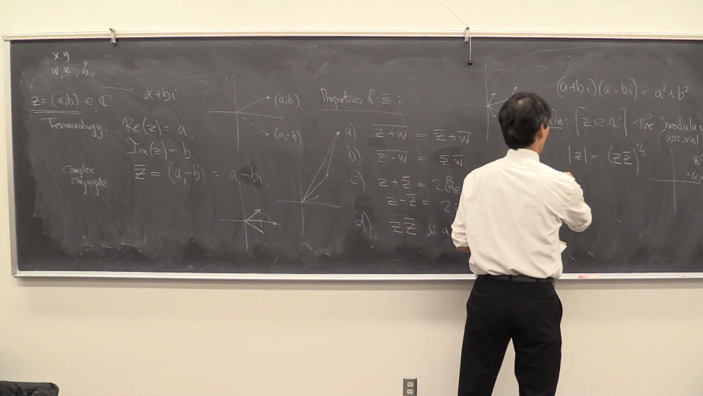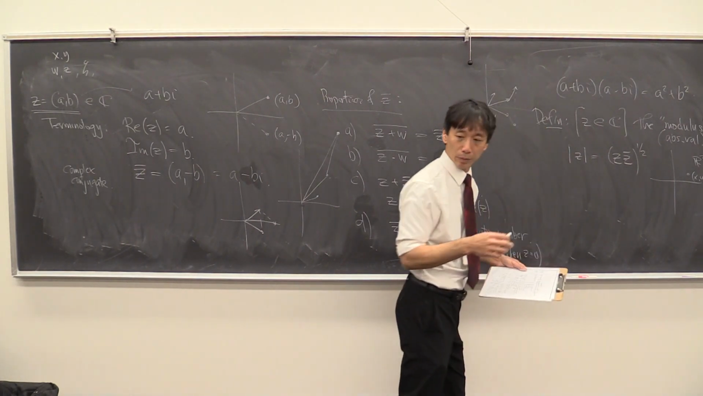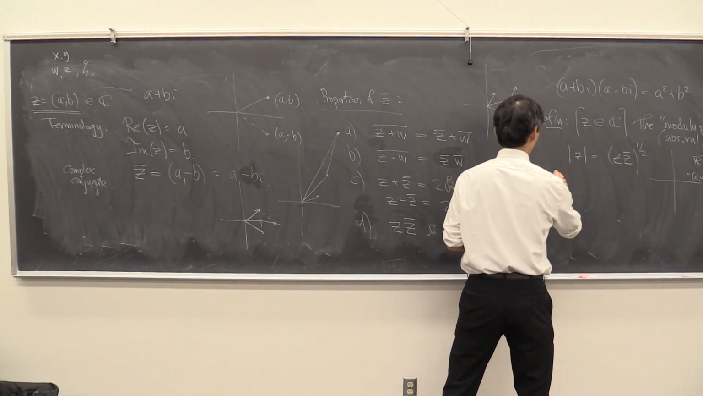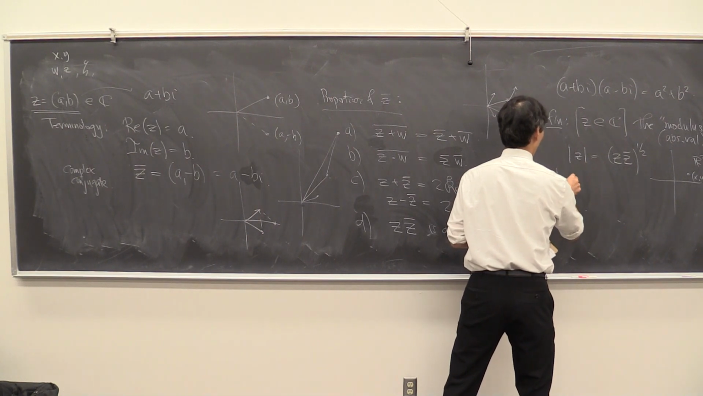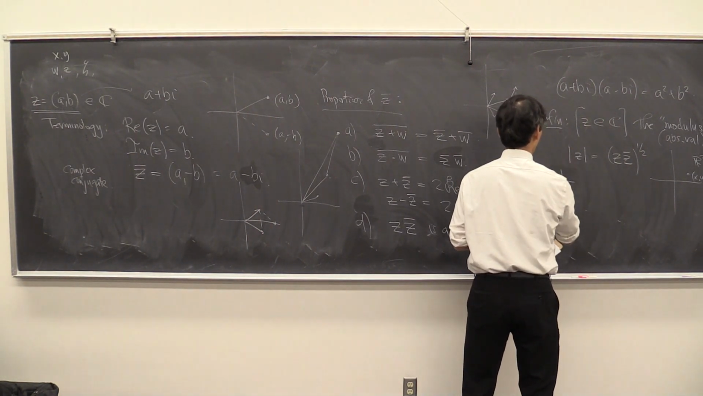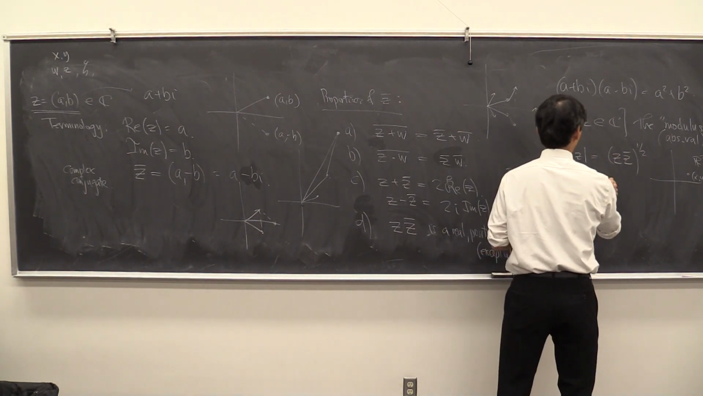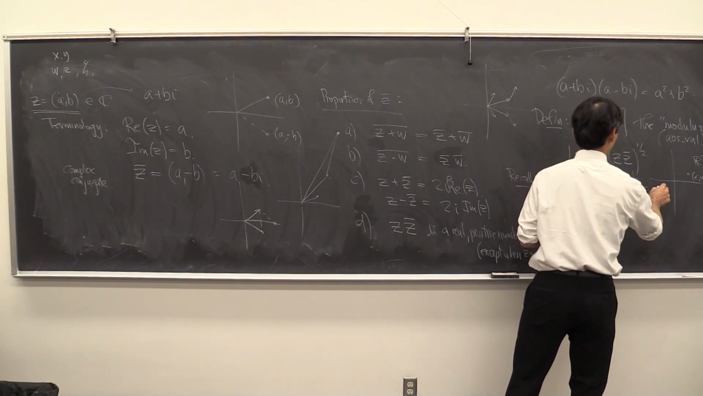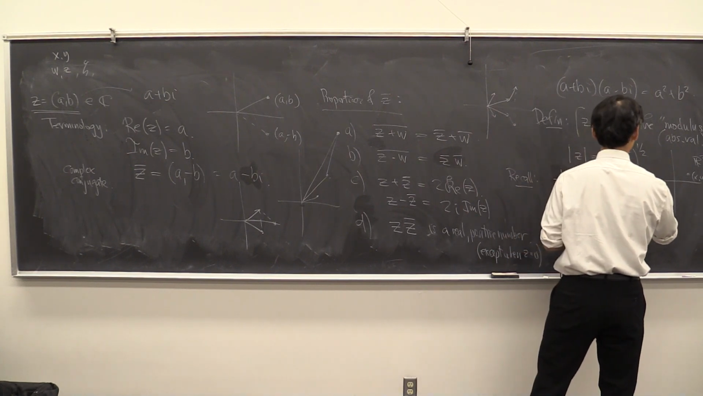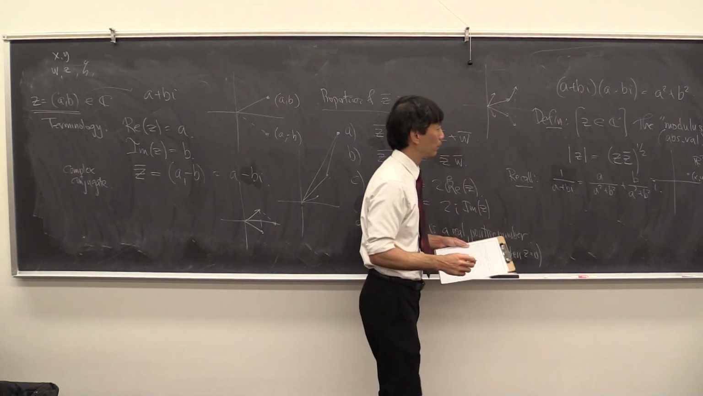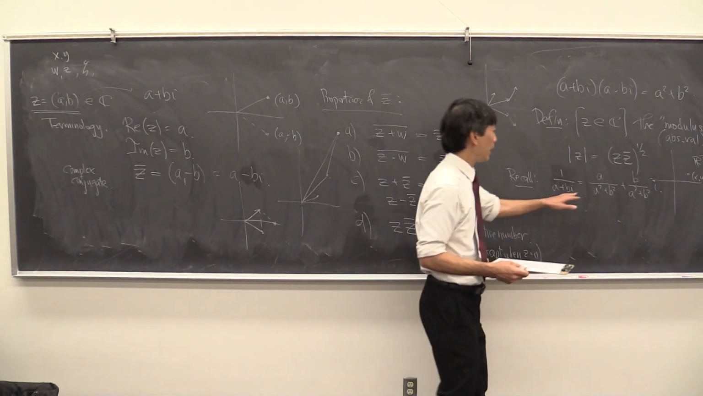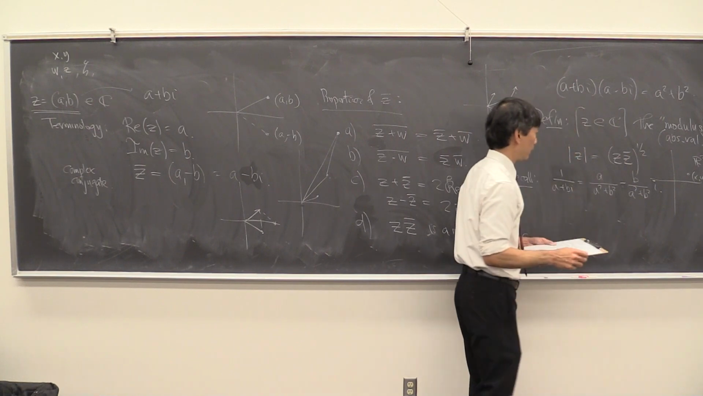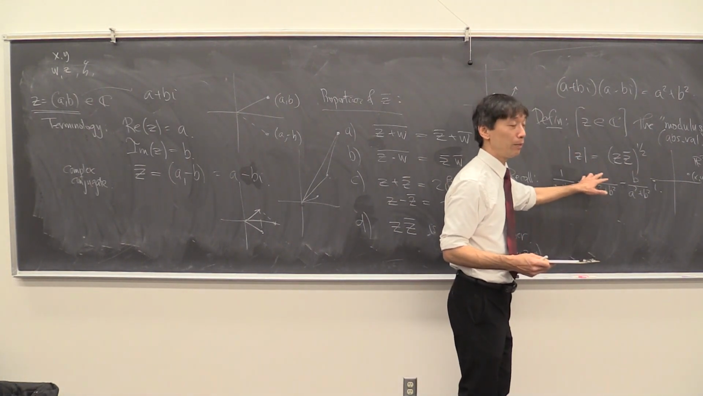So notice that. Just a callback: when we talked about 1 over z, we said that 1 over a plus bi was a over a squared plus b squared, minus b over a squared plus b squared times i. And now maybe you see what that actually is.